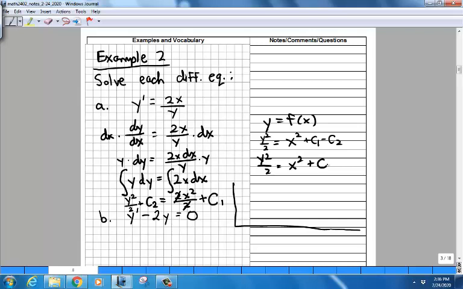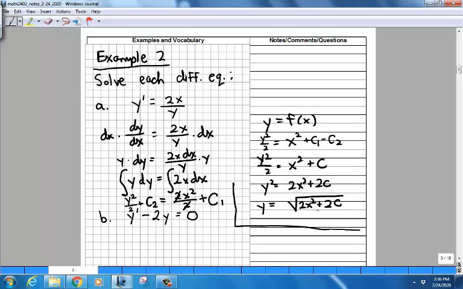Now I got to get rid of the 2. That's pretty easy to do. Just multiply both sides by 2. So you get 2x squared plus 2c is y squared. And now how do you finish solving this for y? I think y'all know how to do that. Take the square root. So y is going to be the square root of 2x squared plus 2 times this constant.